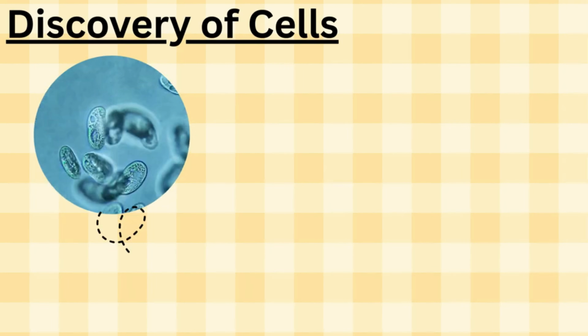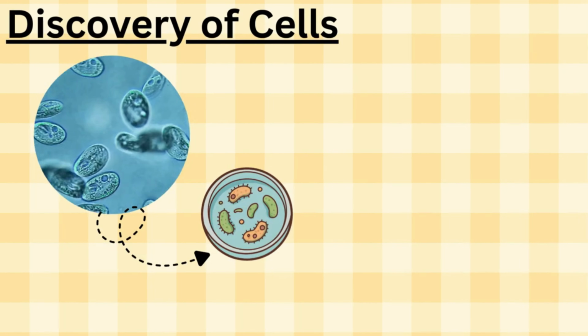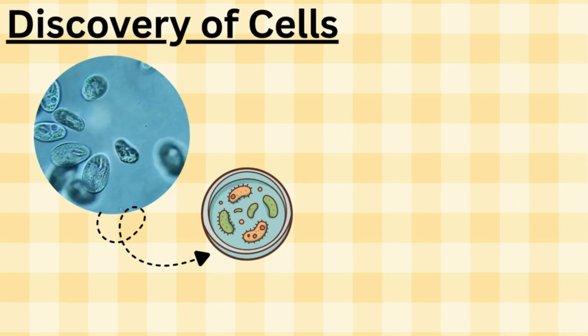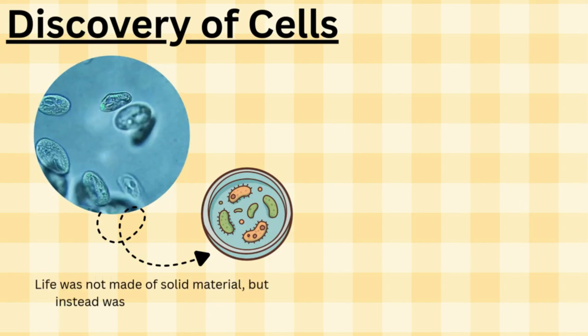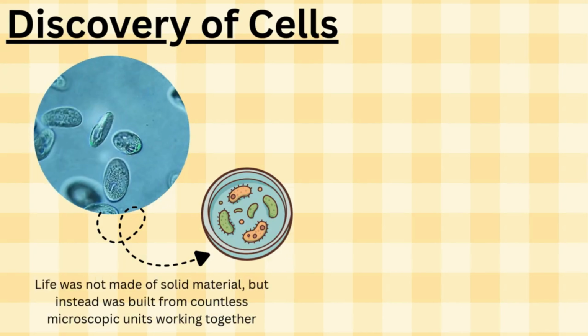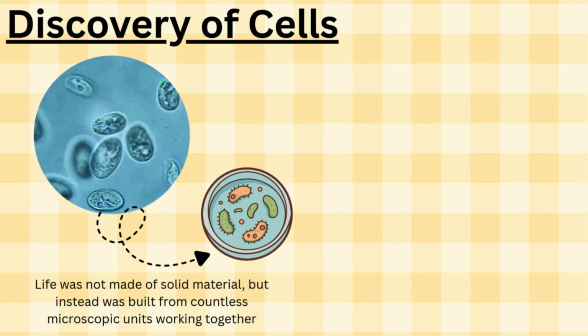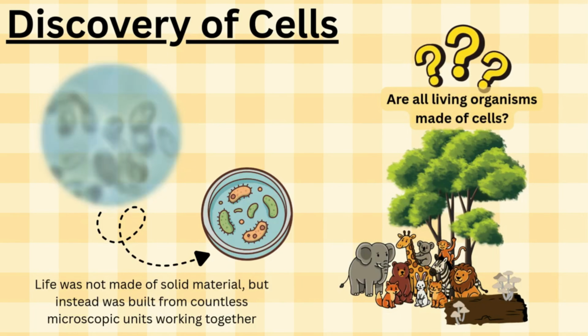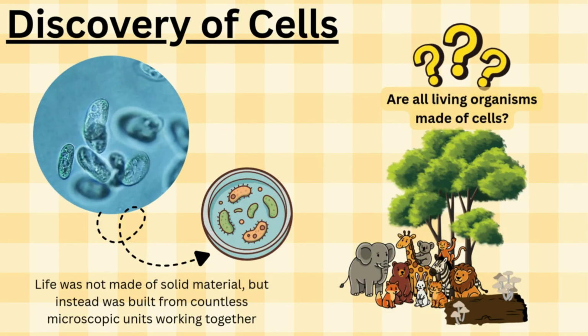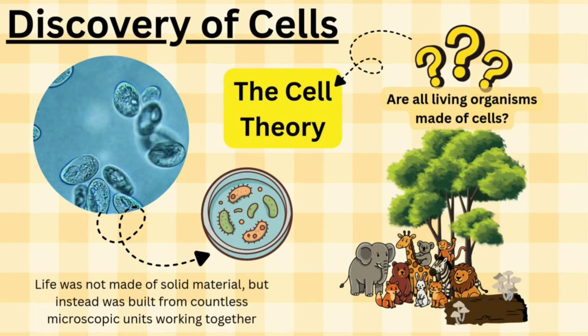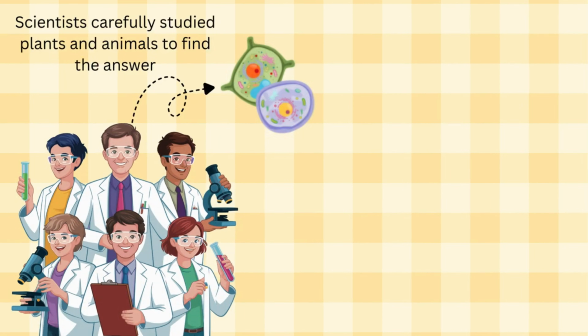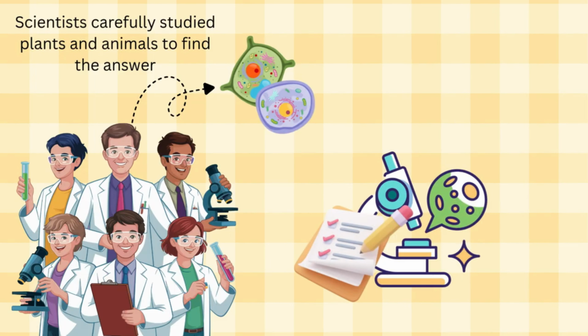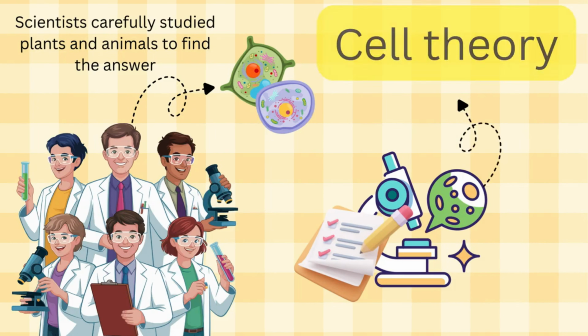These early discoveries opened the door to a completely new understanding of living organisms. Scientists began to realize that life was not made of solid material, but instead was built from countless microscopic units working together. But this raised an even bigger question. Are all living organisms made of cells? The answer to that question eventually led to one of the most important principles in biology, the cell theory. Over the next 2 centuries, scientists carefully studied plants and animals to find the answer. Their observations led to the development of one of the most important ideas in biology, the cell theory.